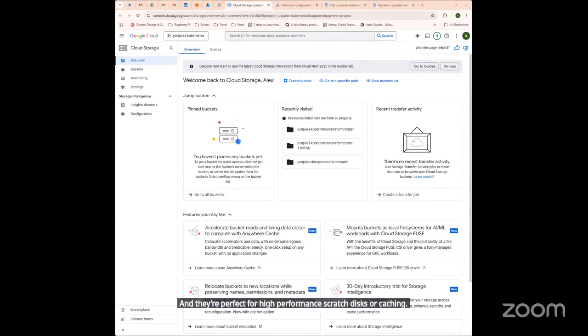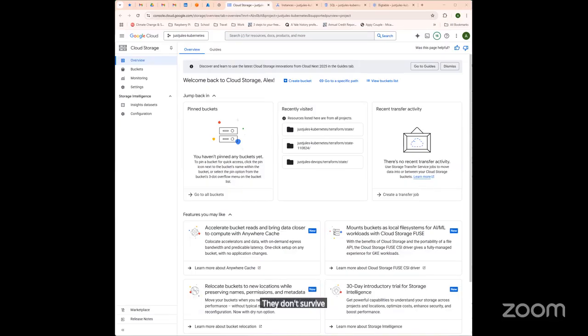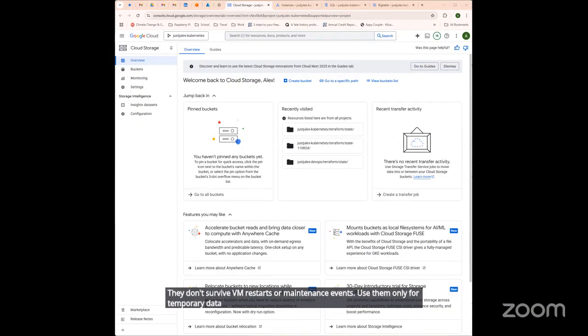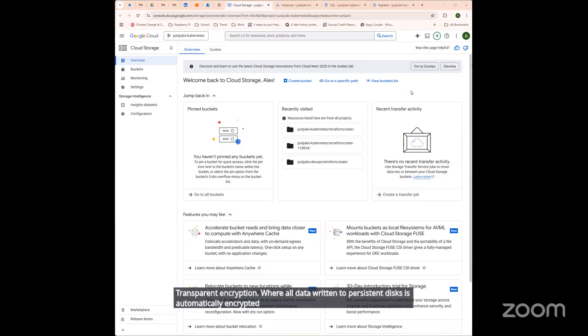For the exam, remember, local SSDs are ephemeral. They don't survive VM restarts or maintenance events. Use them only for temporary data or caching layers where data can be regenerated. Key features of persistent disks. There are powerful characteristics that make them reliable and flexible. There's transparent encryption, where all data written to persistent disks is automatically encrypted at rest using Google managed encryption keys. For additional control, you can optionally use customer managed encryption keys.